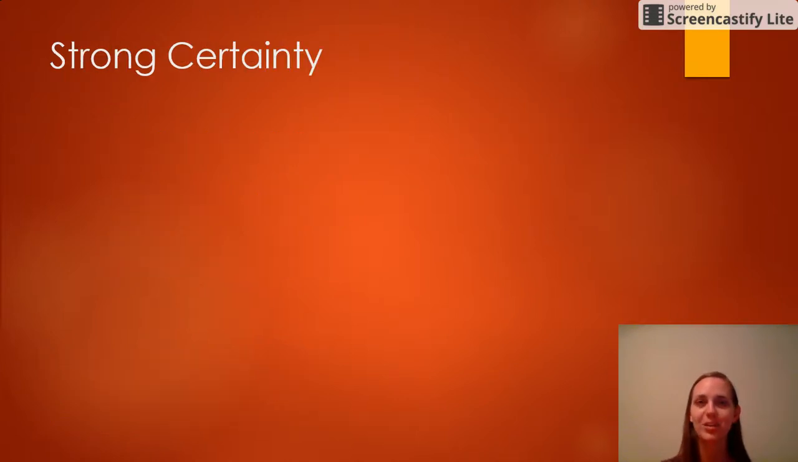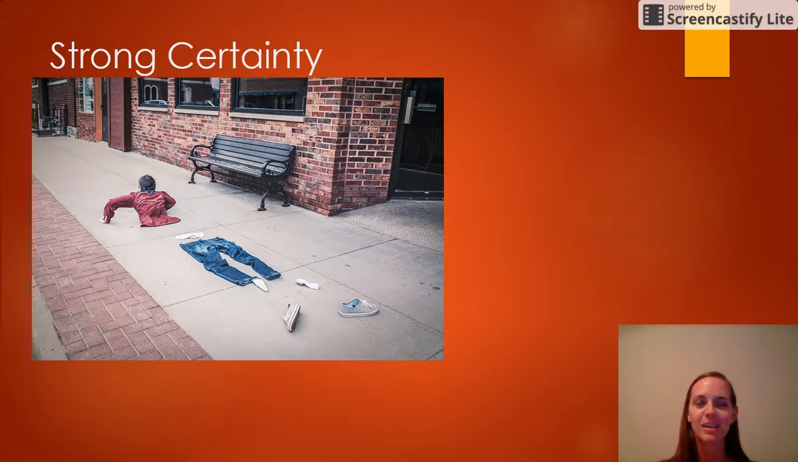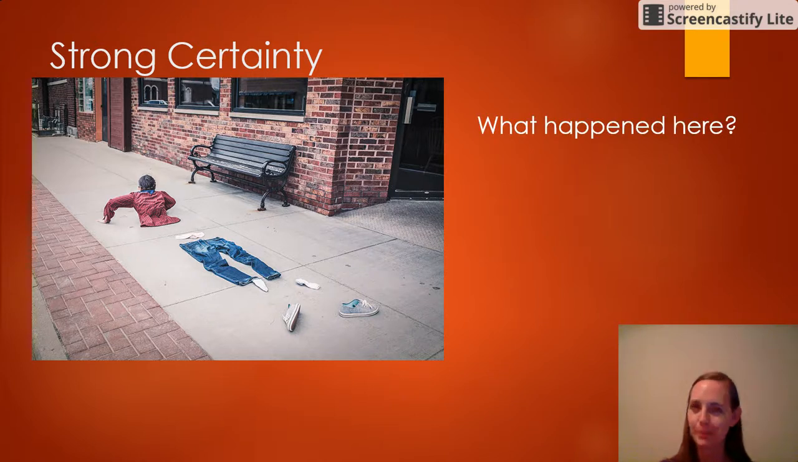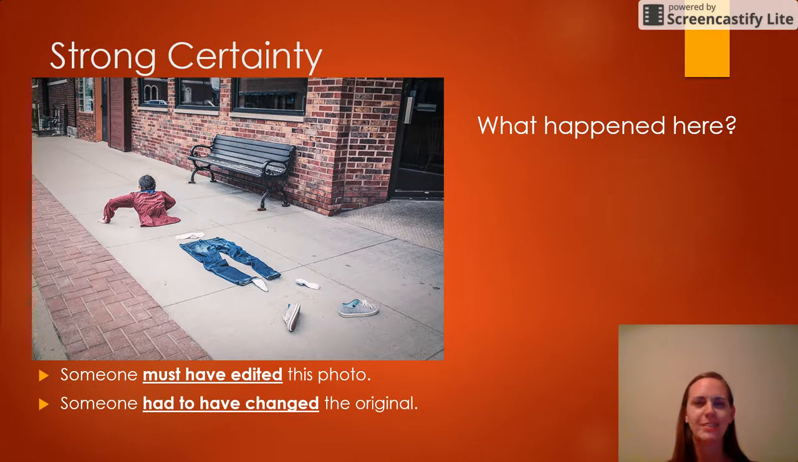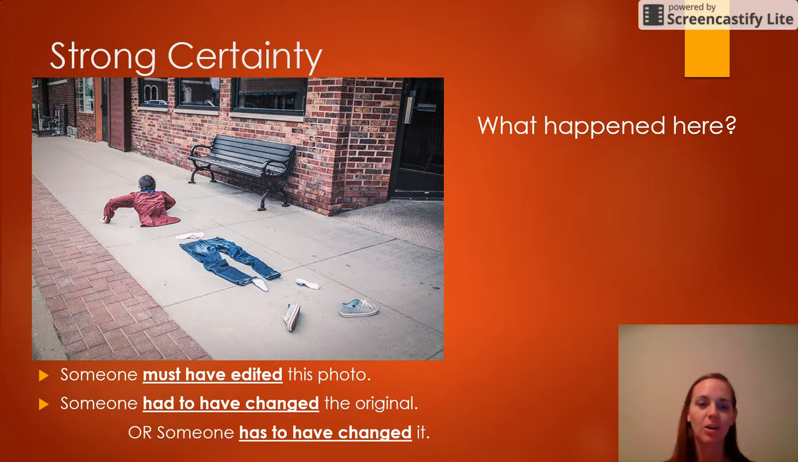The next one we'll take a look at is strong certainty. So take a look at this photo for a second and think about this question. What happened here? Well, I could say something like, someone must have edited this photo. Or someone had to have changed the original. Or someone has to have changed it.